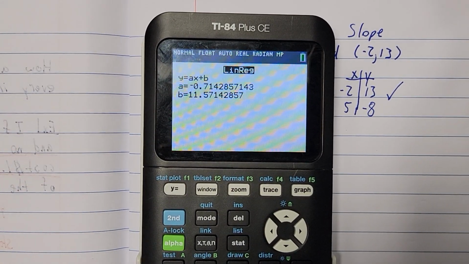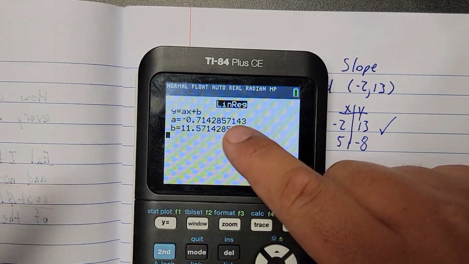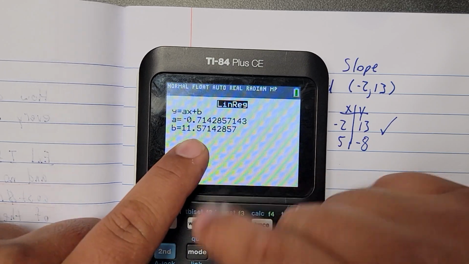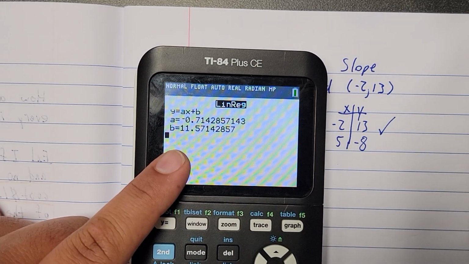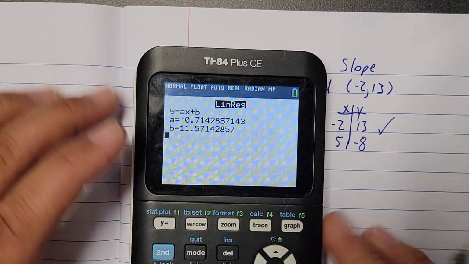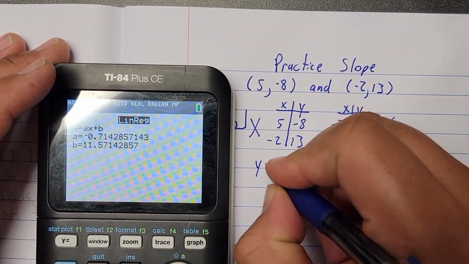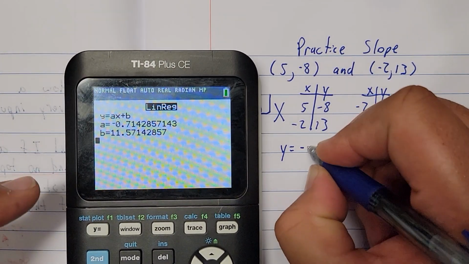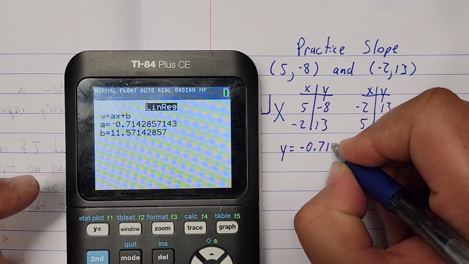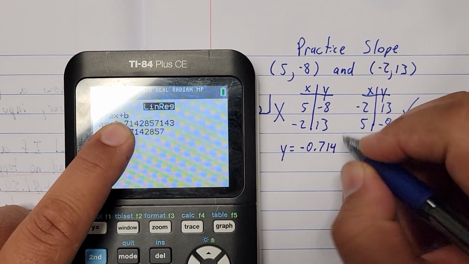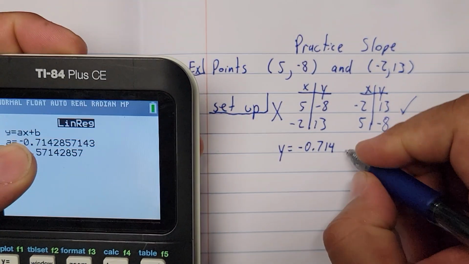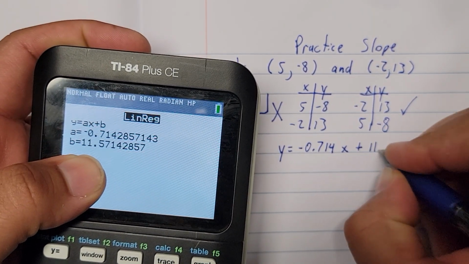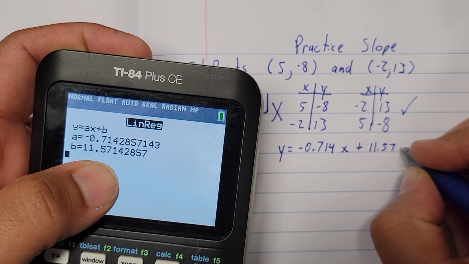All right. So on here, it tells me I have y equals ax plus b. So I have these decimals. All right, they're not really nice, but I'm going to copy that down. So I'm going to say y equals, now the a is this number. So let's put negative 0.714. Then it says there's an x plus, and then right here it's going to be 11.571.